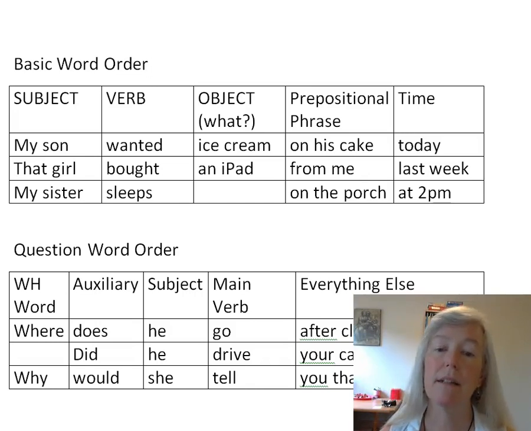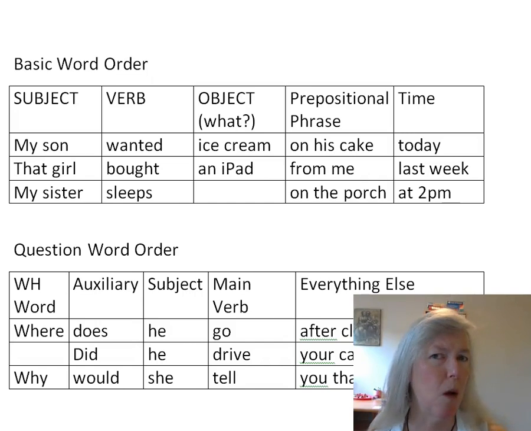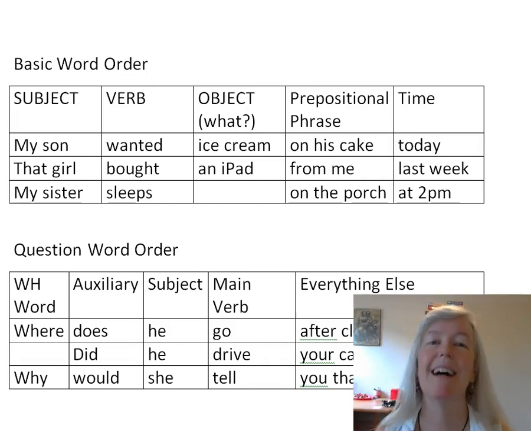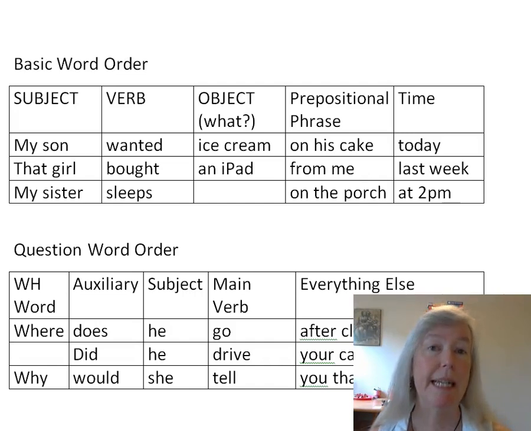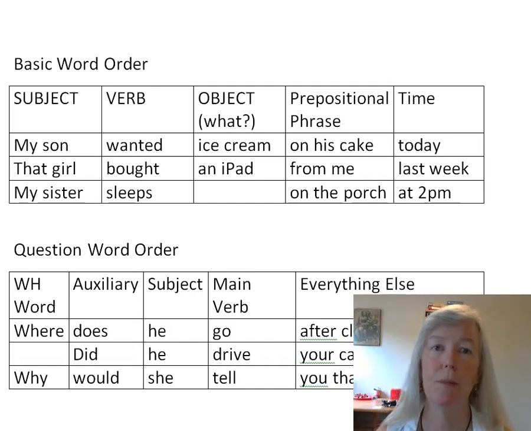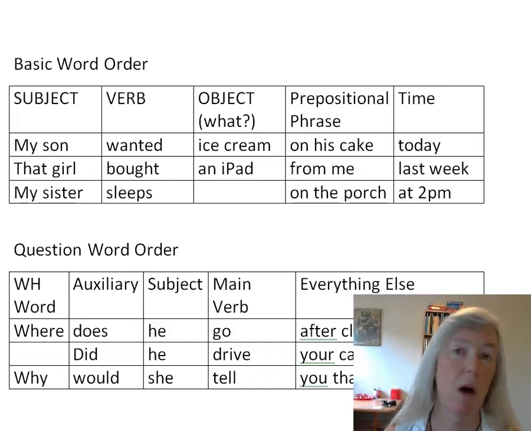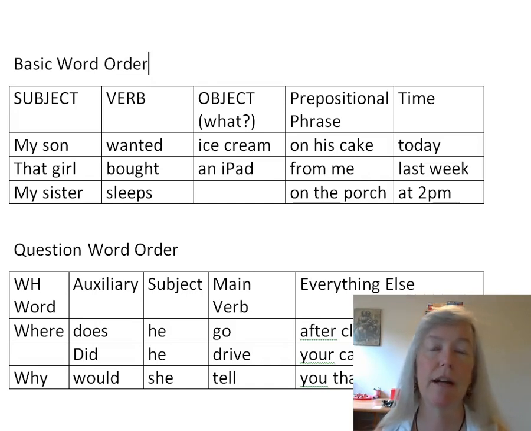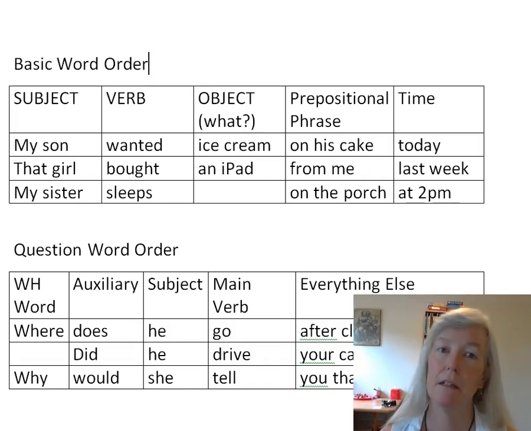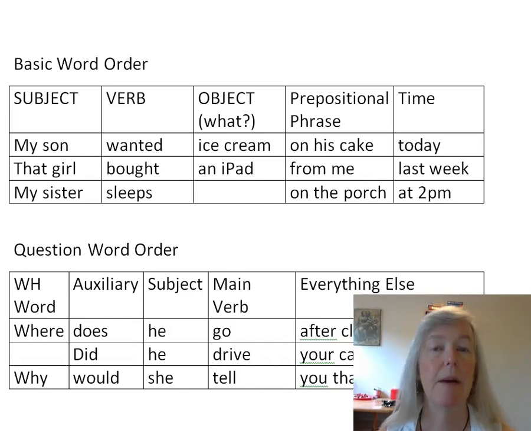The girl bought what? The girl bought an iPad. The girl bought an iPad from me last week. We have the subject, who did it, the girl. The verb, bought. She bought what? The direct object, she bought an iPad. Prepositional phrase, from me, and time, last week.